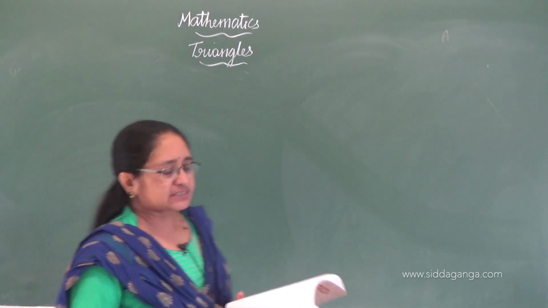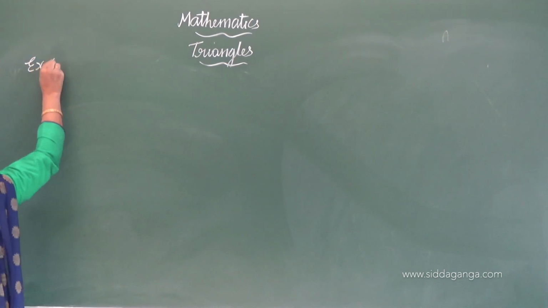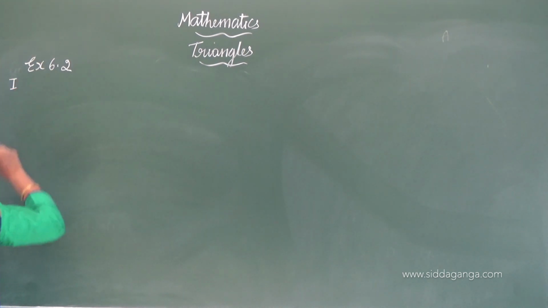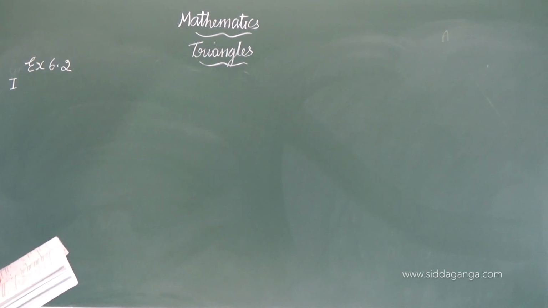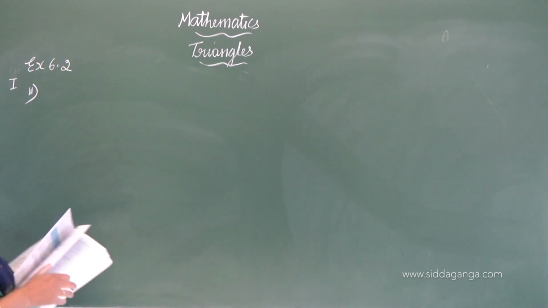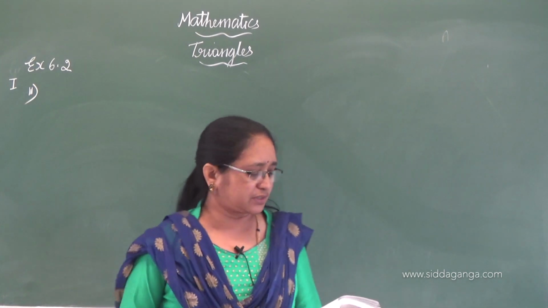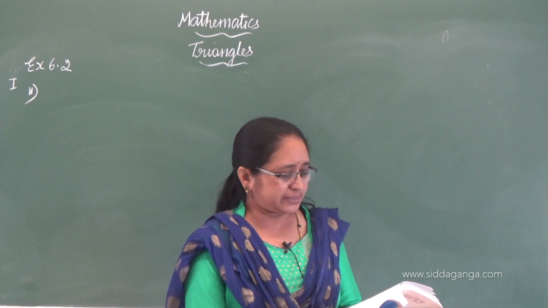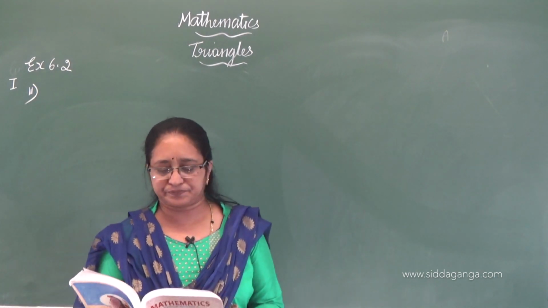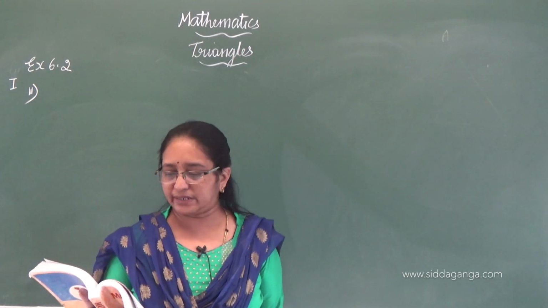See, exercise 6.2. First main. I will work out the second one, and the first one is for you for homework. In the figure, DE is parallel to BC and you have to find out AD. In the second one you have to find out AD.